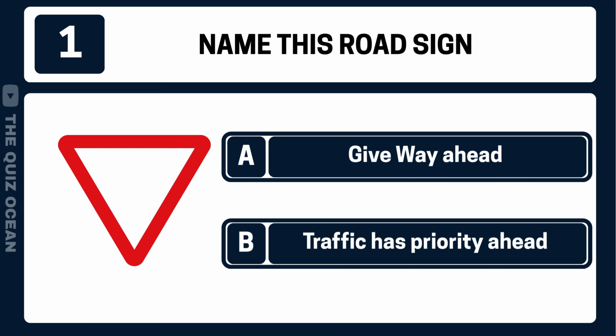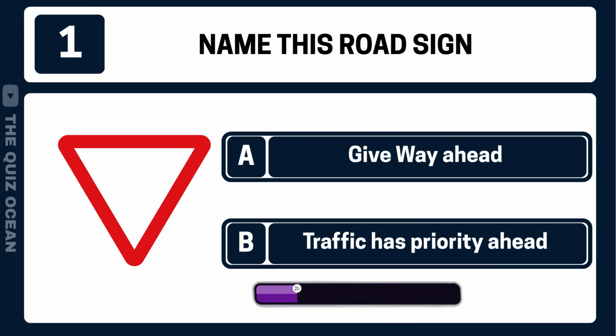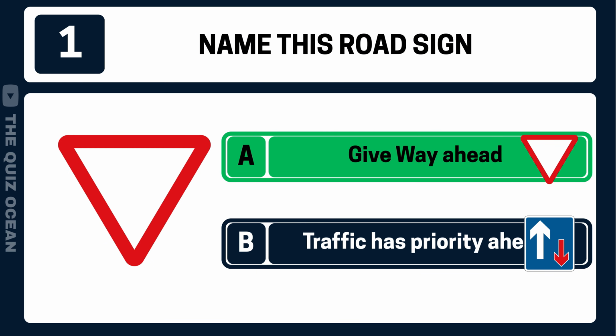A. Give way ahead. B. Traffic has priority ahead. Good observation. This is the give way ahead sign.